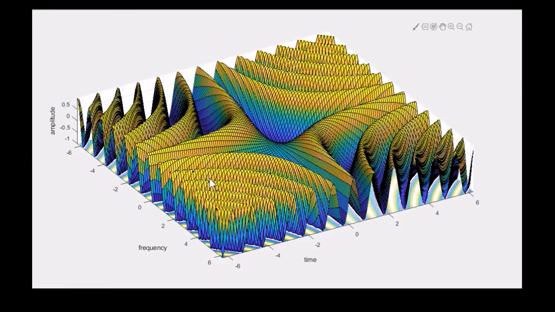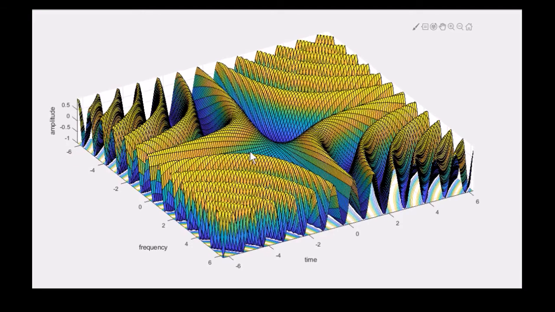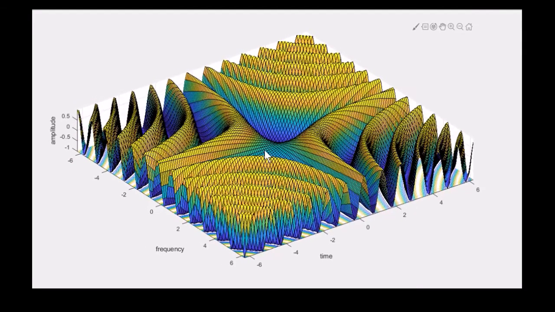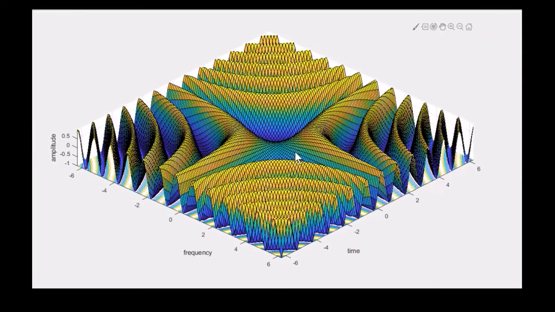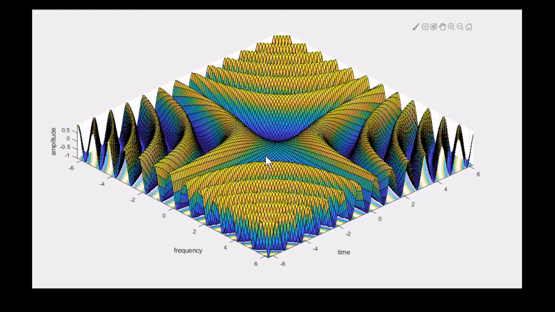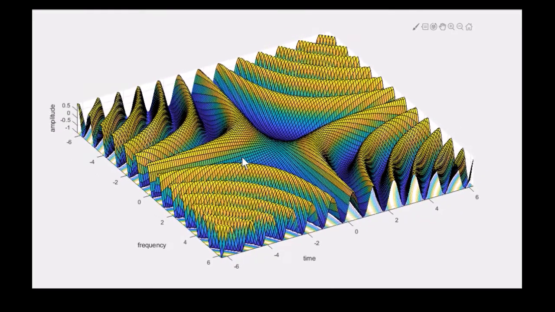So this is our sine omega t surface, and you can see that we have our time axis here, our frequency axis along here, and our amplitude up here. So again, I suggest that you download that M file. It's in the resources section. Have a little play about with it, and it gives you a good indication of what the sine omega t surface looks like.